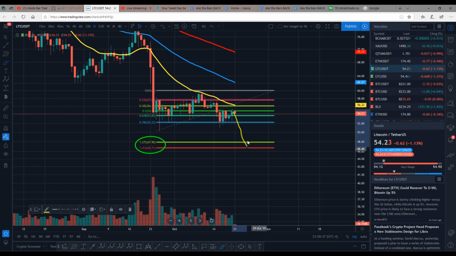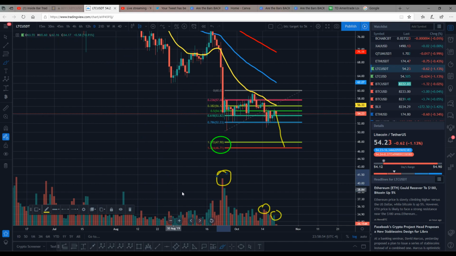So Litecoin is not looking that bullish at all, guys. The buying pressure we got when BTC was going up, that's on Binance, you can see it's not bigger than the previous selling pressure. Very significant selling pressure on September 23rd. You have to respect these moves, guys.